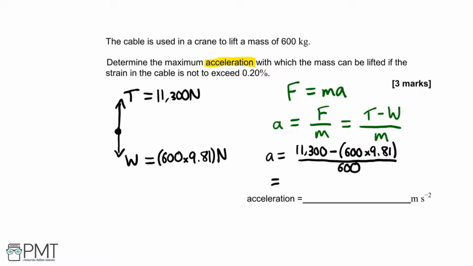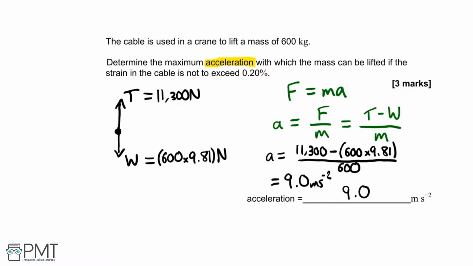And that should give us a value of 9 meters per second squared. Now, this is a rounded value, but you'll notice that any values that we've been given are to two significant figures. So we need to keep the answer consistent, and it needs to have the same number of significant figures as the least precise value in the question.